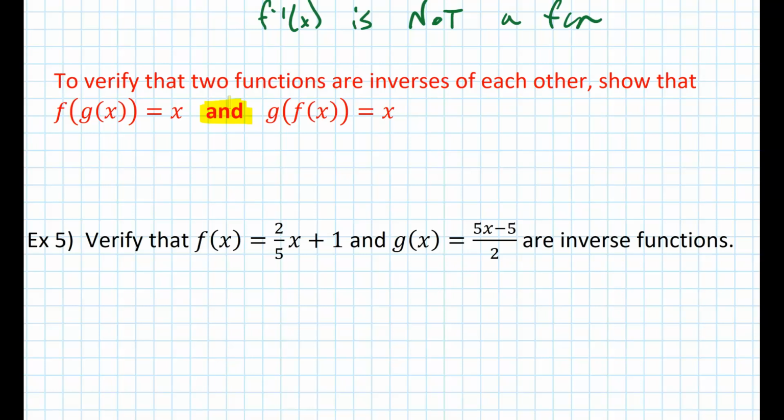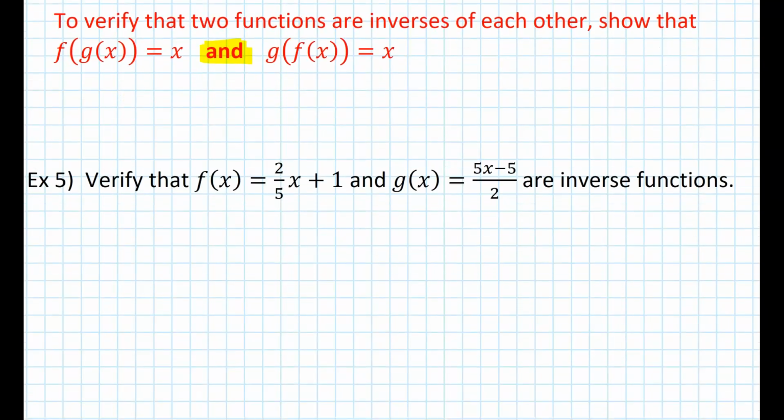All right. So in this example, we want to verify that f of x equals 2 over 5x plus 1 and g of x equals 5x minus 5 over 2 are inverse functions. So again, we are going to build this composite function here. So for f, I'm going to plug in g, and g is 5x minus 5 over 2. And just a reminder, that notation is telling us that wherever we see x in f, we're going to replace x with 5x minus 5 over 2.